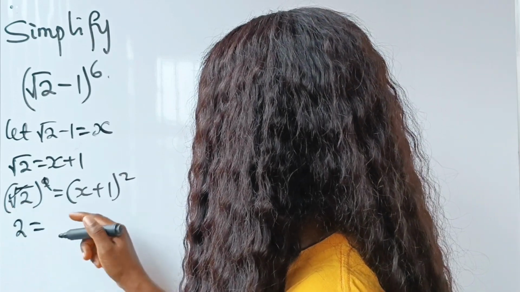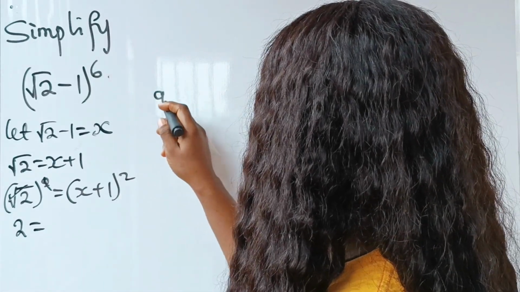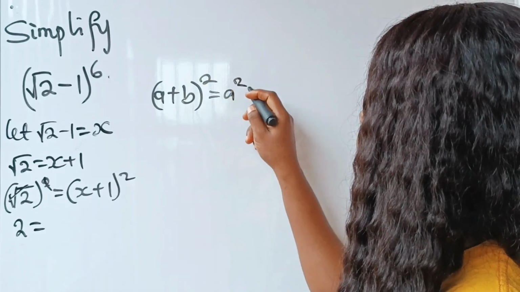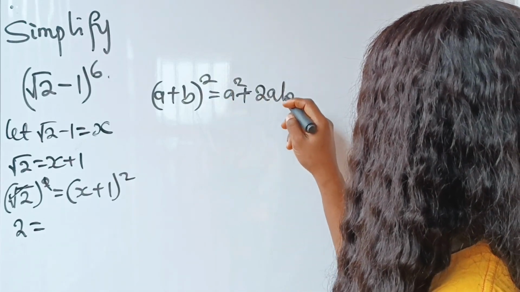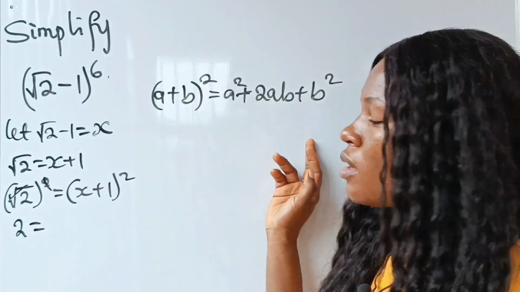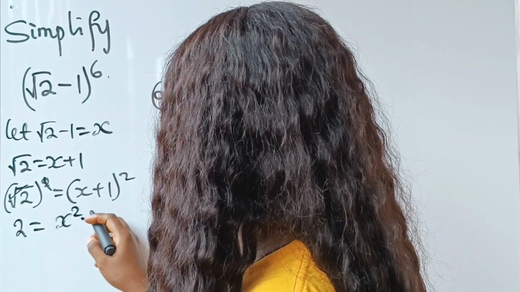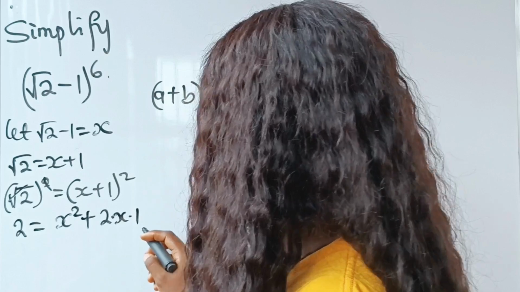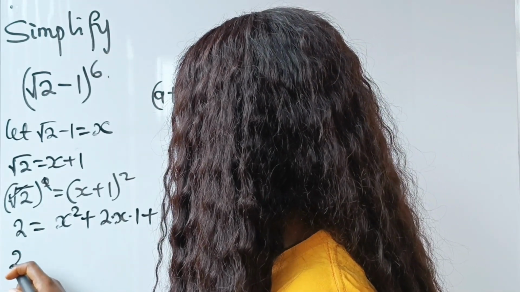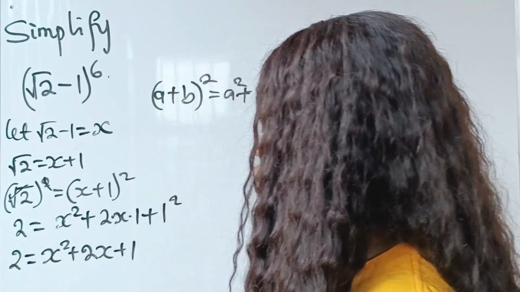We have that 2 is equal to, now when you have (a plus b) squared in algebra, (a plus b) raised to the power of 2 is equal to a squared plus 2ab plus b squared. So we are going to solve this in this way. Our a is x and our b is 1. So we have x squared plus 2ab, 2 multiplied by x multiplied by 1, plus b squared, that is 1 squared. So we are going to have 2 is equal to x squared plus 2x plus 1.